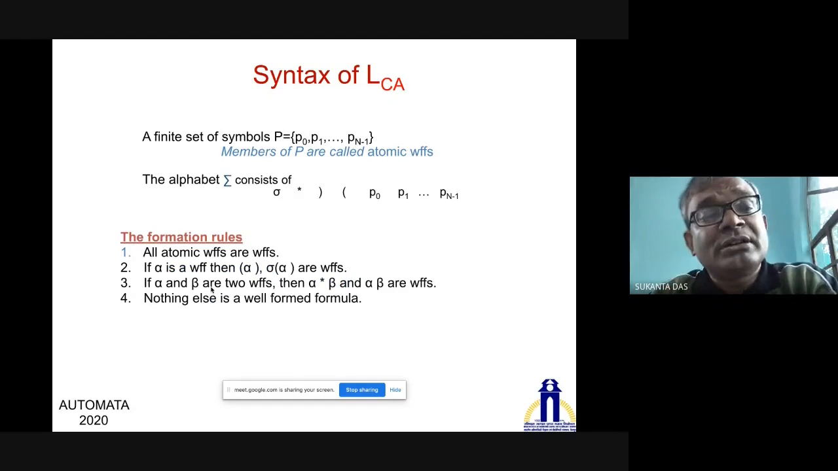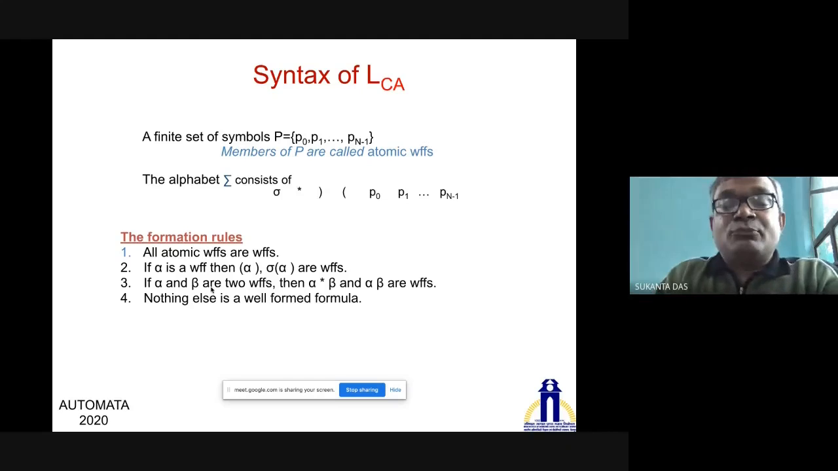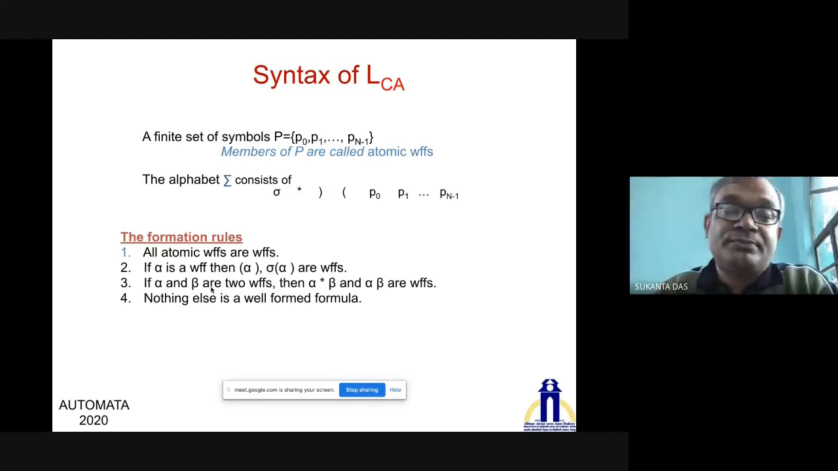And these are the formation rules. It's a very simple rule. It says all atomic WFFs are WFFs. And if alpha is a WFF, then bracket alpha and sigma of bracket alpha are WFFs. And if alpha and beta are two WFFs, then alpha star beta and alpha beta are also WFFs. And nothing else is a WFF. So the second and third rules are important, because from one WFF we get another WFF, considering the other symbols of the alphabet.